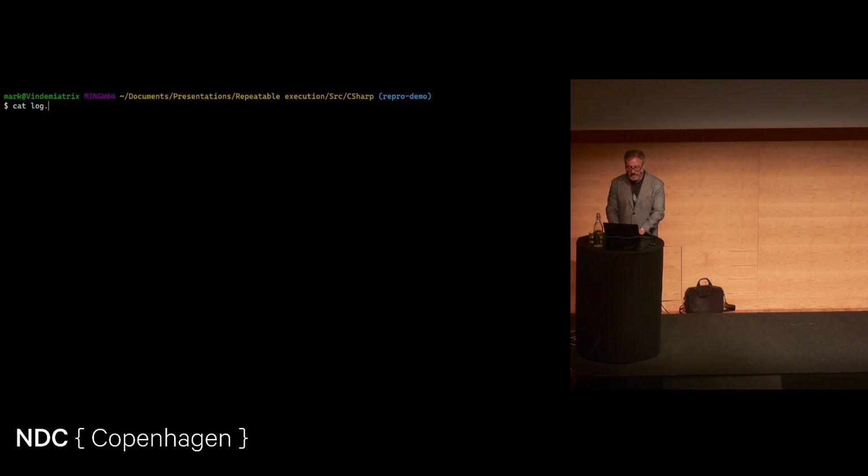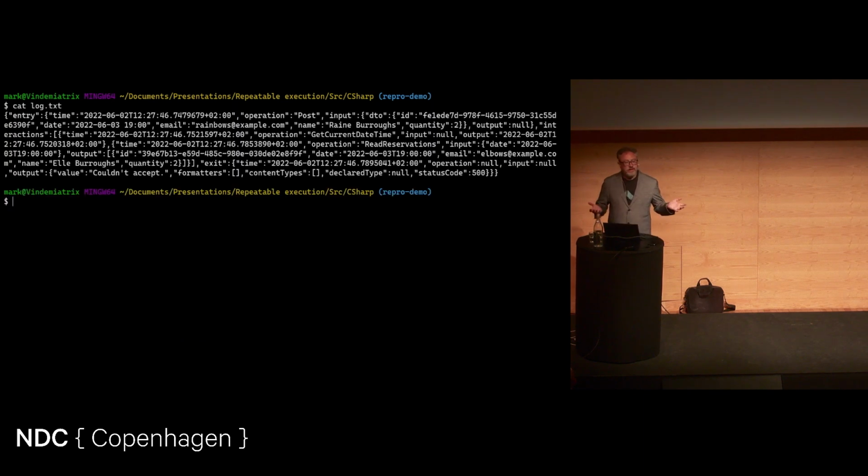So what's inside log.txt? Well, in the C# demo here, I decided to do that as a JSON document instead of the Haskell code, because that's easier in C#. But the idea is the same. We have all the data that we need in order to figure out what actually went wrong.